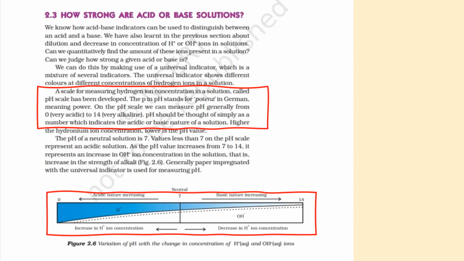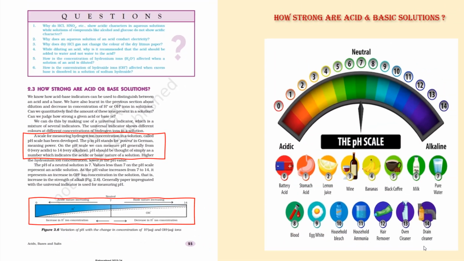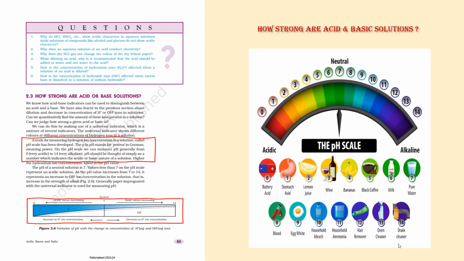That means there is increase in hydrogen ion concentration towards 0 and there is decrease in hydrogen ion concentration as you move towards 14. Now, this is the general pH scale in which you can see the different substances which we use for our household purpose have been graded as acidic, neutral, and basic. The water that we drink is more or less neutral. Distilled water is completely neutral.